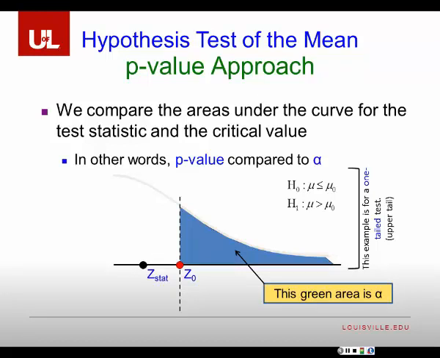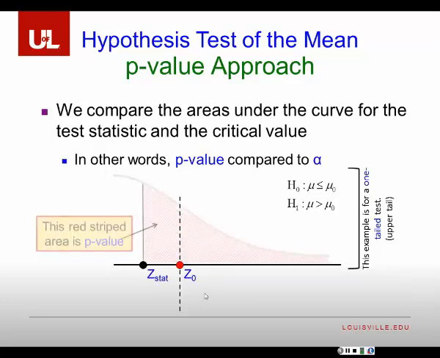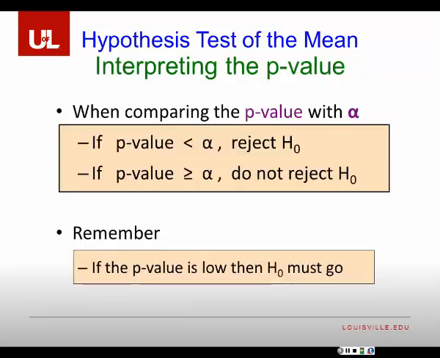All right, so here's the smaller green value, which is alpha. In this case, here's the larger p-value. So in this case, we would fail to reject the null hypothesis. We don't have enough evidence. If the p-value was smaller, though, we would reject the null hypothesis. So if p-values are less than alpha, we reject the null. If p-values are greater than alpha, we fail to reject the null.